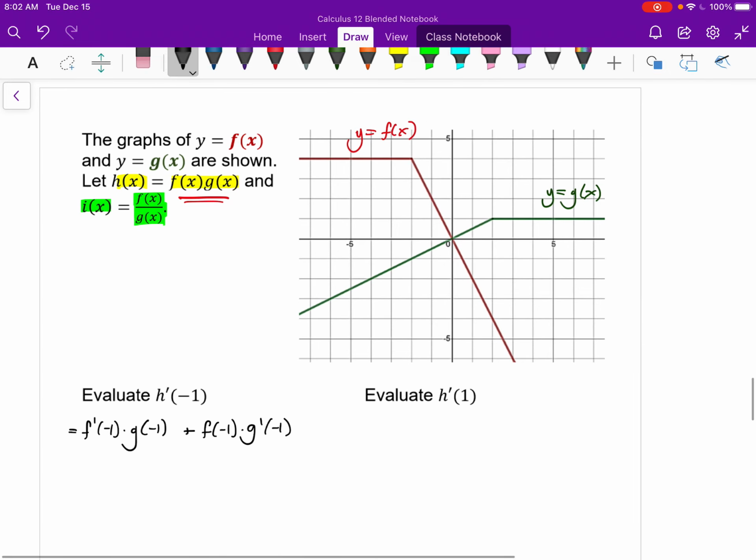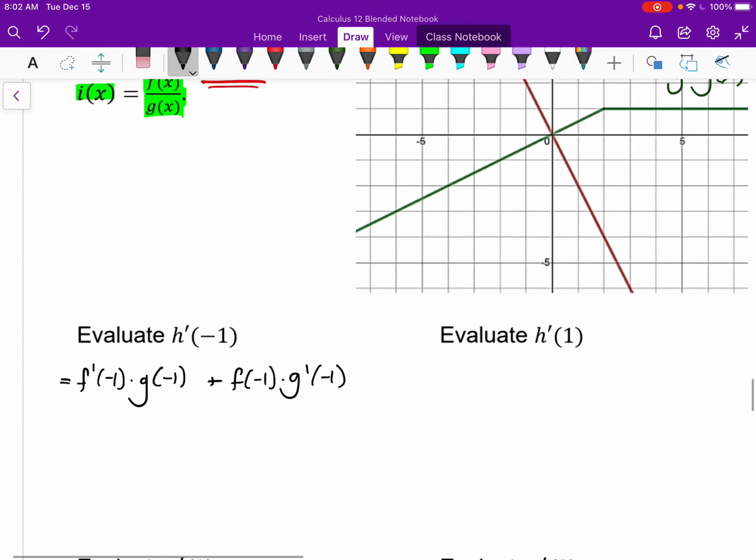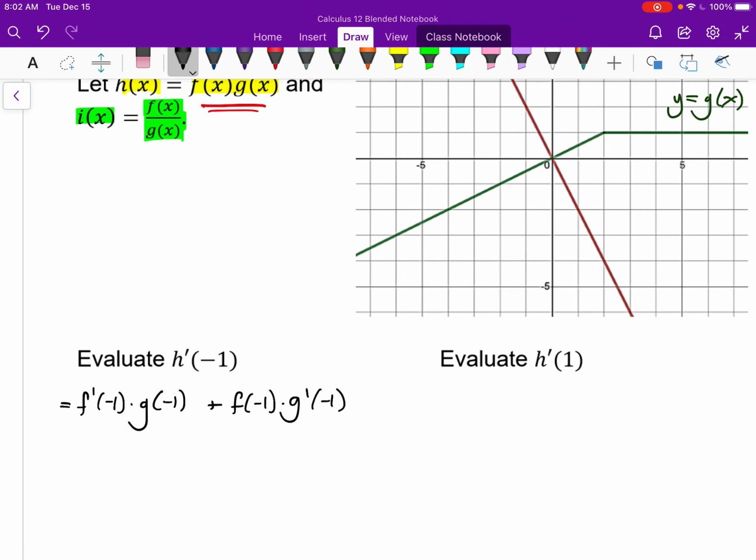And again, if that seems strange, just notice that h of x again is f times g. So the derivative of h at any given point is going to be something like this: the derivative of f times g plus the other way around. Now all these values, the derivative of f and g, I can figure out by looking at the graph.